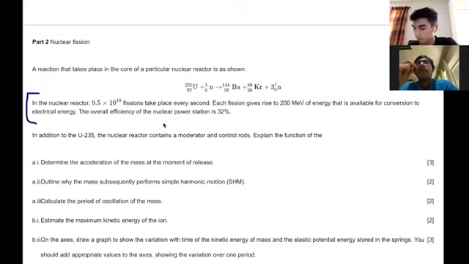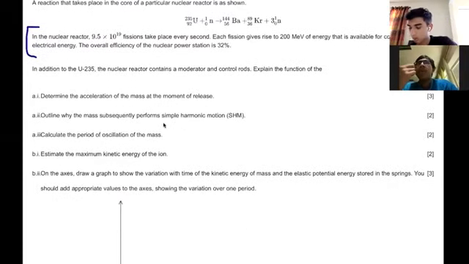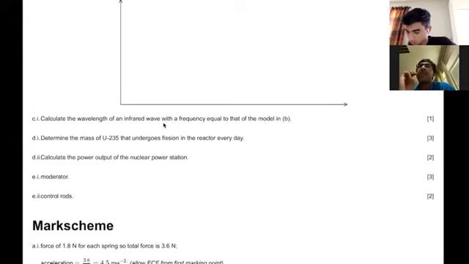Anyways. Yeah, 9.5. Okay. So that's part D is asking. Yeah. And also C, I think. But part D is asking: determine the mass of uranium-235 that undergoes fission every day.